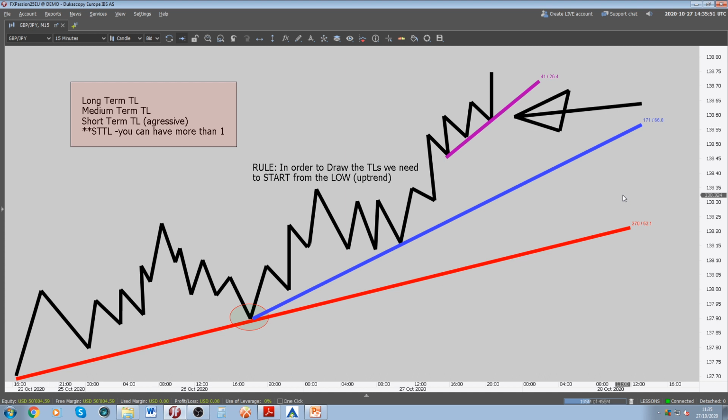Is the violet one correctly drawn? Yes or no? You can say yes, you can say no, you can say I don't know, you can say I have no clue, no idea. Look at the rule. In order to draw the trend lines, we need to start from the low. What do you think?